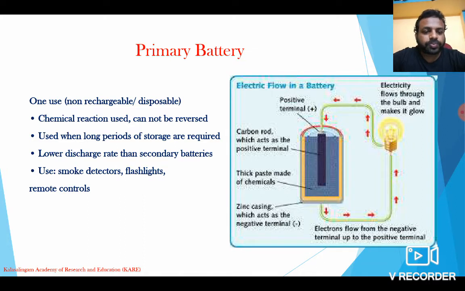The positive terminal keeps absorbing electrons from the negative terminal. The flow of electrons is called current, right? The bottom face of the battery has the negative electrode, and the top side of the battery has the positive terminal. When you close the circuit with a light, you get a current flow in the circuit. So this is the working principle of the primary battery.